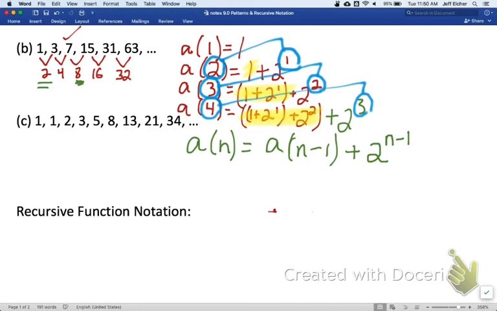So let's see if this is going to work. Let's put 2 in here. And we should get 3 as a result. So a of 2. A of 2 would be the first term, right? 2 minus 1 is 1. So the first term plus 2 raised to the 1 minus 1.